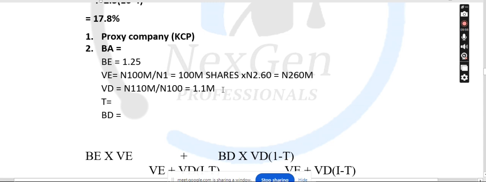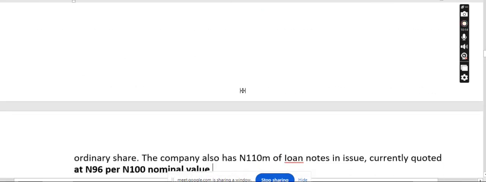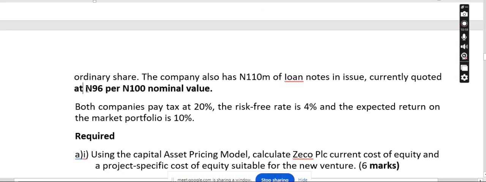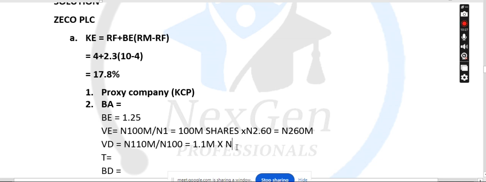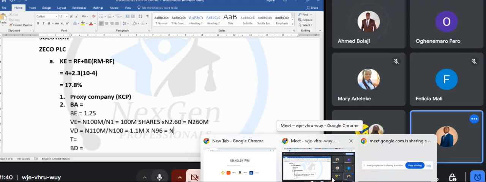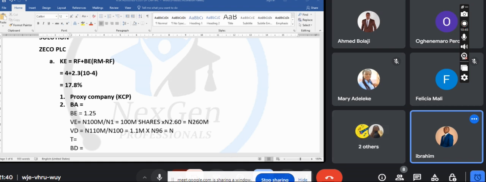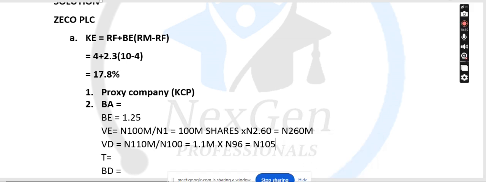Loan notes, right? So multiply by the market price of the loan note. Class, scroll up. The 96 naira, right? That is the quoted price. That's why I say you write it down, so it will not be going up and down. So what do we have here? 105,600,000. So that is 105.6 million, right? Yes. Okay, thank you.